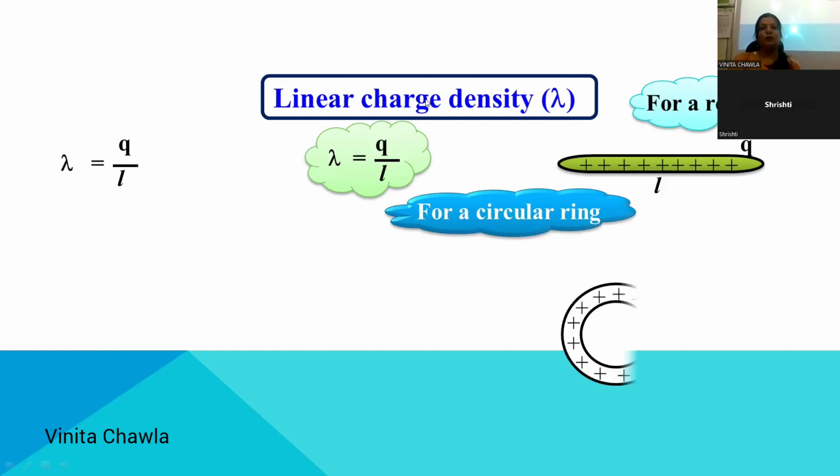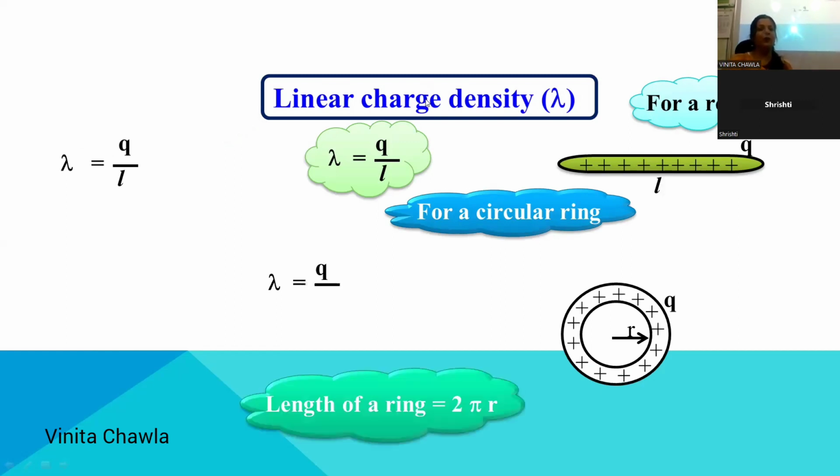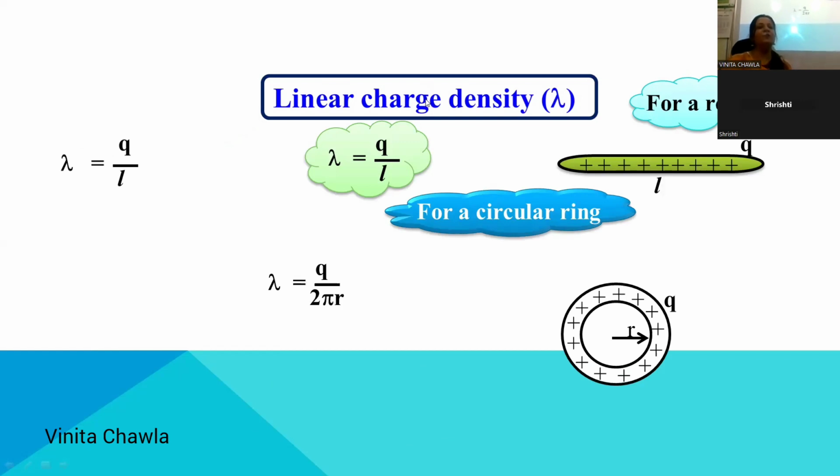And for a circular ring, if we have a circular ring of radius R and charge Q is distributed over the ring, then it is Q by 2 pi R, because the length of the ring is 2 pi R. So it is Q by 2 pi R. Okay.